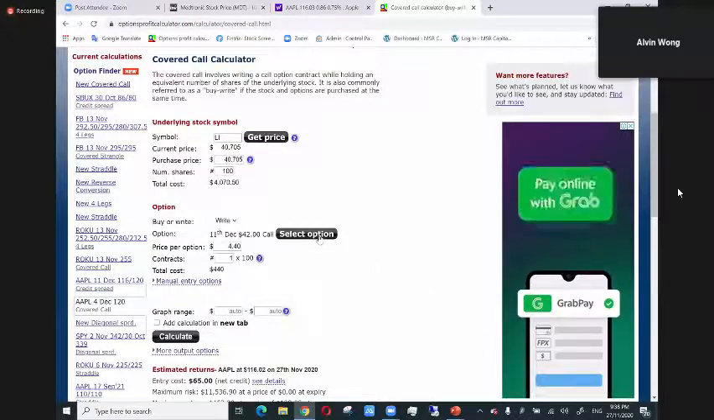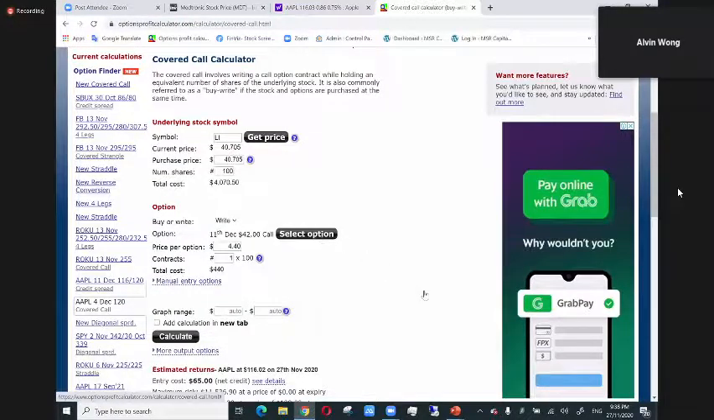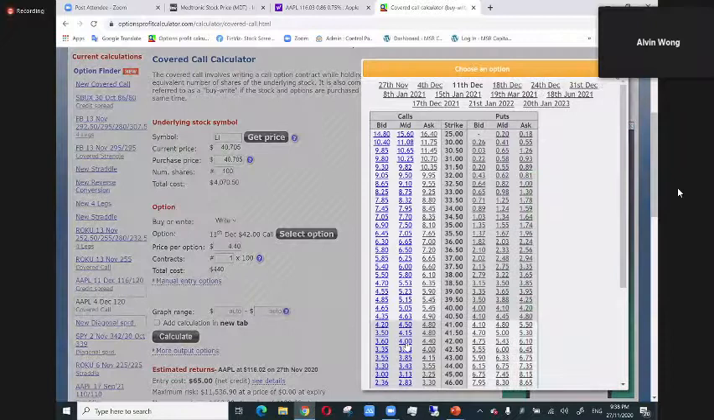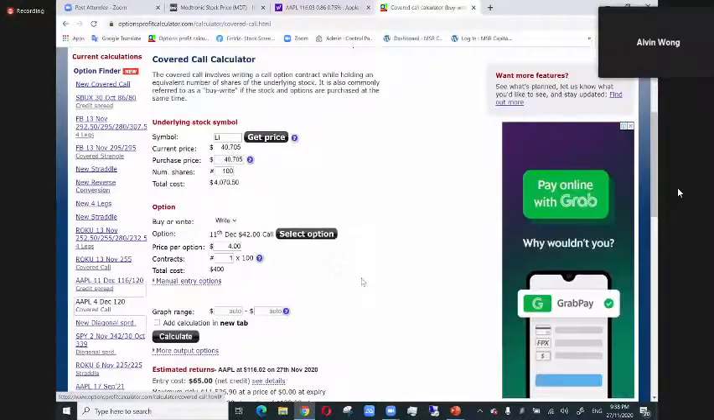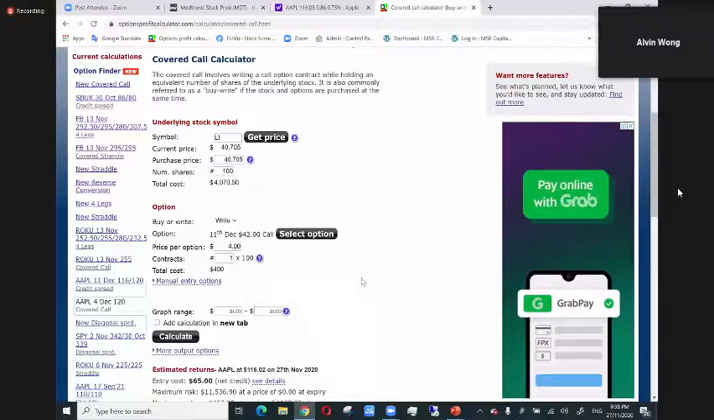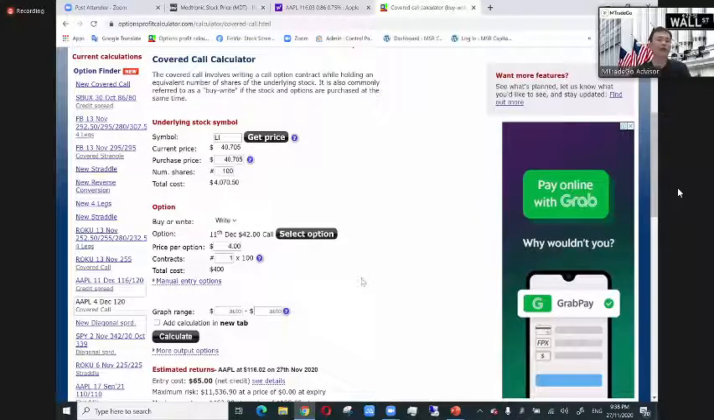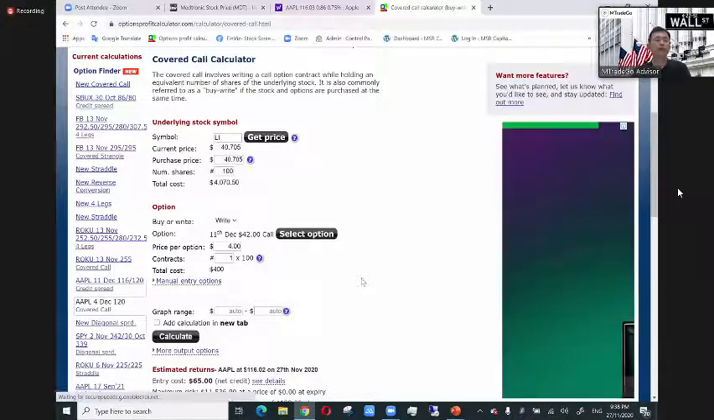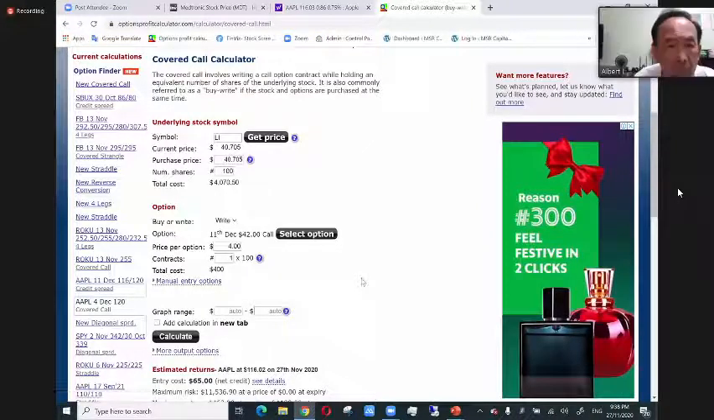$4.03. So if I assume the price goes to 45, then I'll earn the stock price $2 plus the premium, which is $6. Is it correct or not? Yeah, correct. Even if you go to 46 or so, you cannot make from the stock already. You only make $2 only. Yes, and then plus the premium, you make $4. Okay, thank you. Yeah, good. Next.